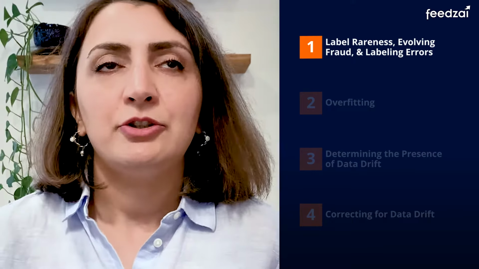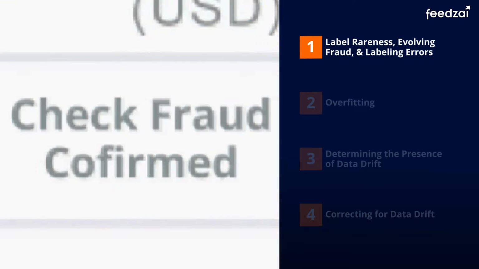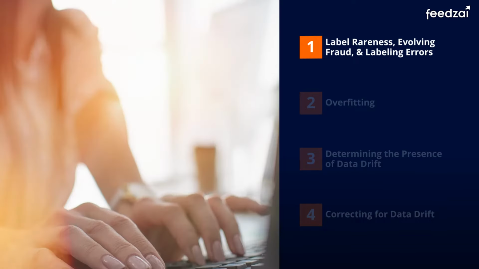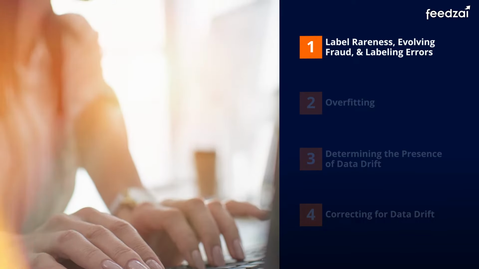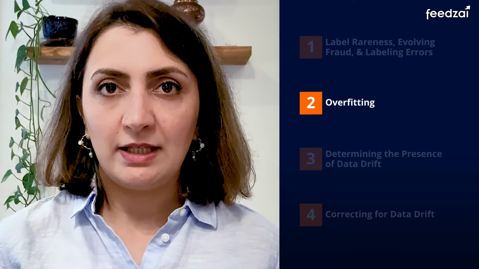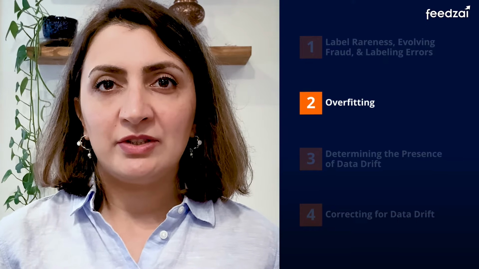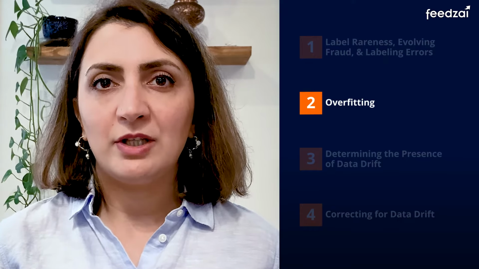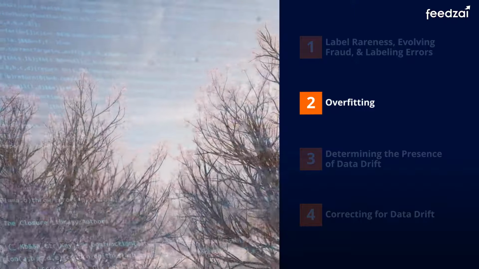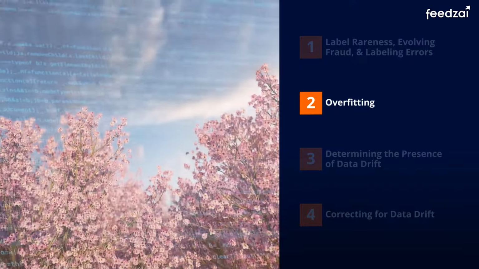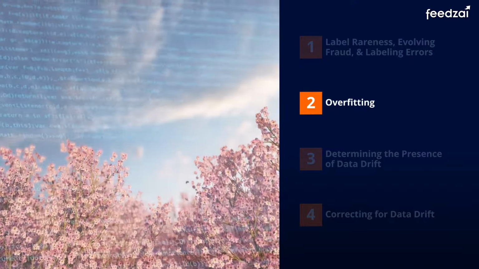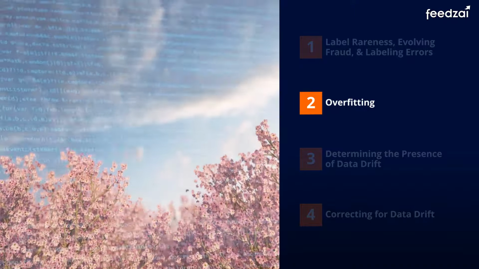The last issue is labeling errors. Fraud labels can be very inaccurate and uncertain because there are always humans involved in the process of labeling before a model goes into production. Overfitting happens when the training set is performing much better compared to the validation set or test set. Maybe the model is very good in the spring season, but if we evaluate the model on the summer season, it might not perform as well.